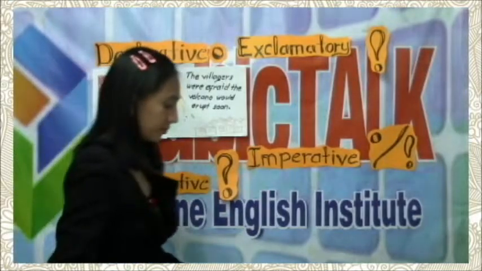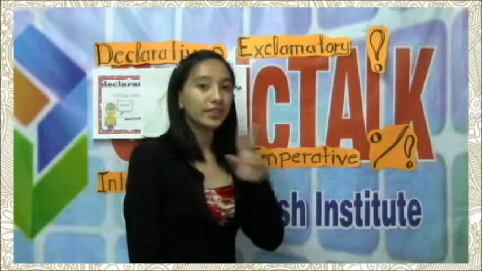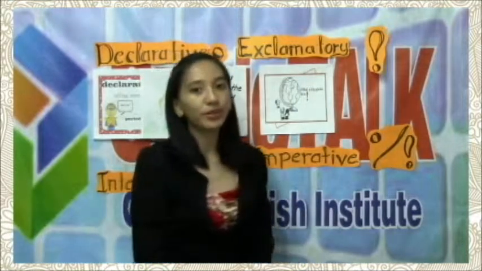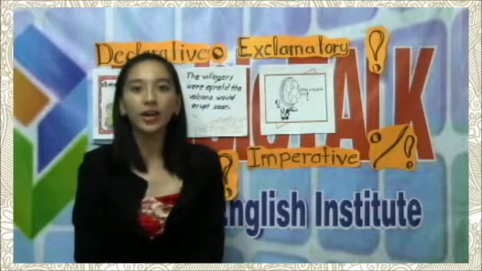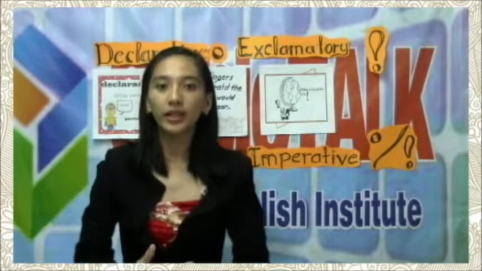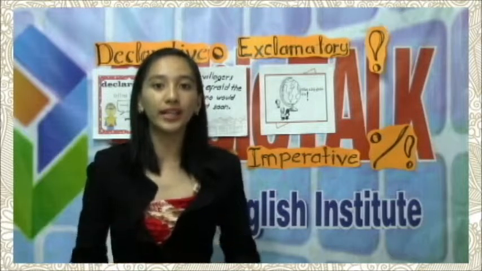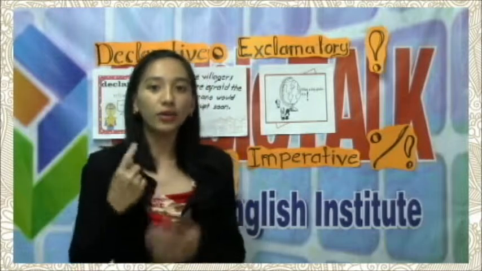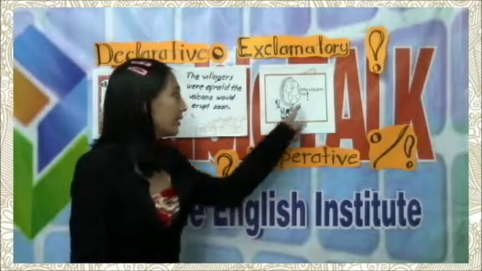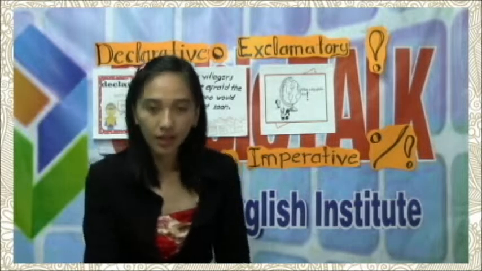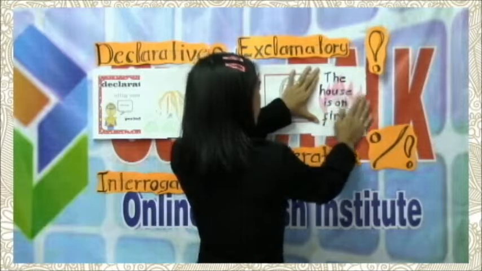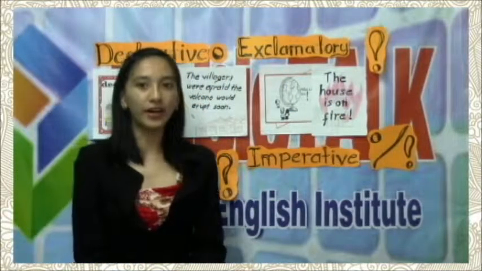Now, let's move on to the second type of sentences, the exclamatory. Exclamatory sentences express great emotions or excitement about a certain topic or event, and they only end with an exclamation point. For example, the house is on fire!